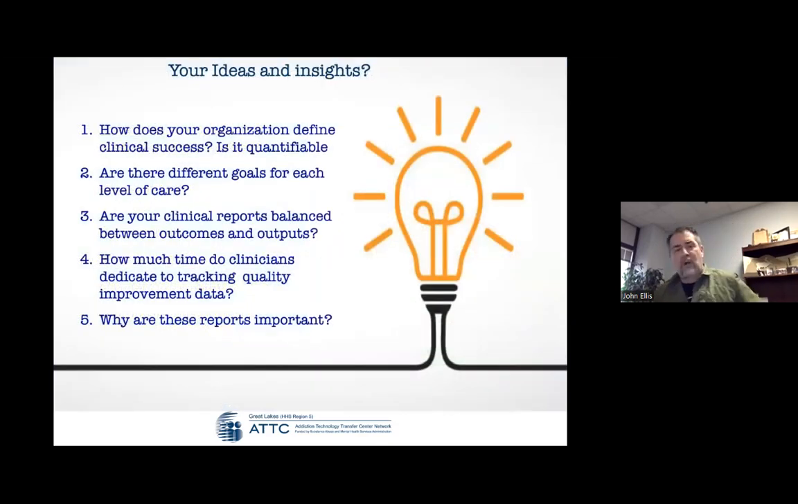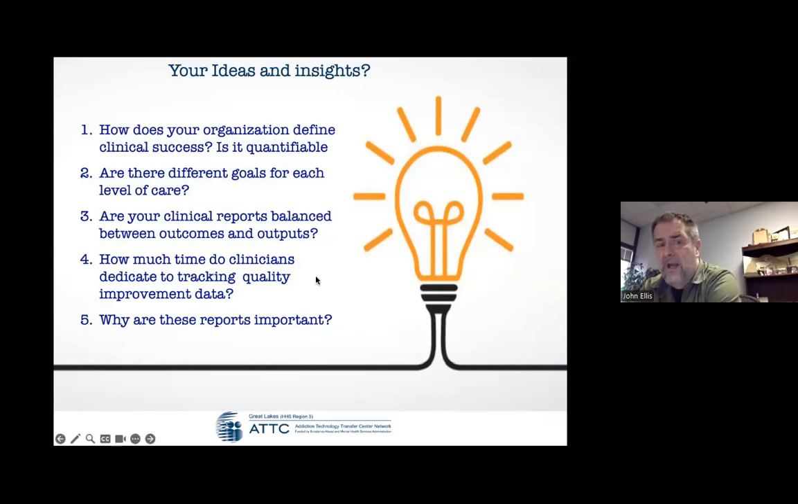So I guess what I want to open this up to, and I would really just bring this into a discussion at this point, is how does your organization define clinical success? And is it quantifiable? Are there different goals for each level of care? So I circle back, would the treatment goal for detox be different than for IOP? Would the treatment goal for aftercare or continuing care be different than that for primary care?